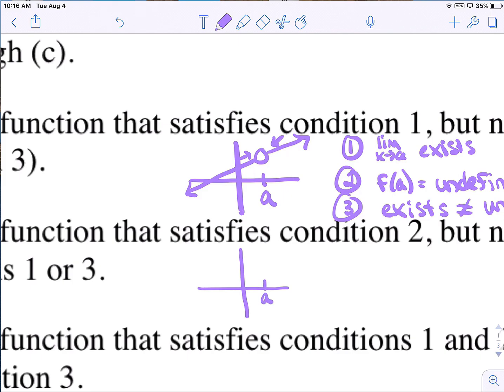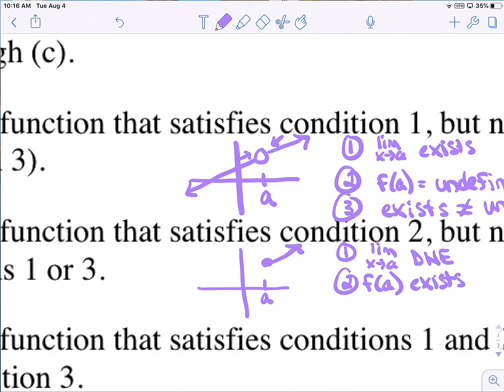Let's say this point exists. However, the limit does not, because we cannot approach that point from the right and from the left. So the limit as x approaches a does not exist. f of a exists. There's a point on that function. It's right here. f of a exists. And then part 3 fails as well, because does not exist does not equal exist.